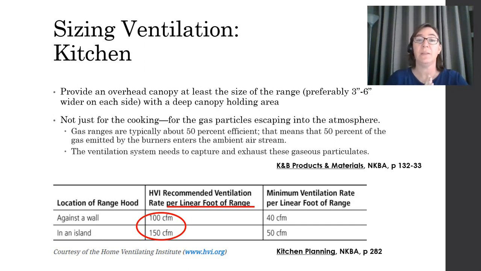So the recommendation is given per linear foot of range. So it's per the width of your cooking appliance. If the range hood is against a wall, you need 100 CFM per linear foot of range. If your range hood is in an island, you need more. You have less efficient airflow and therefore you need more ventilation. You need 150 CFM per linear foot of range.